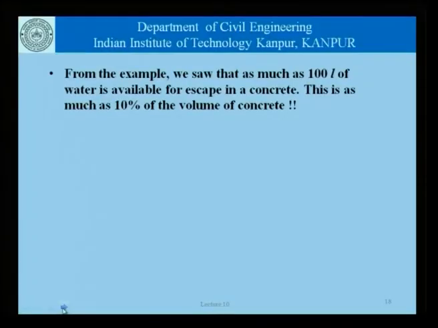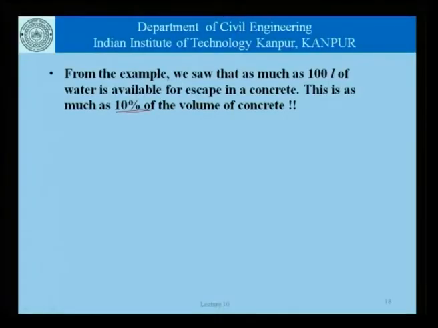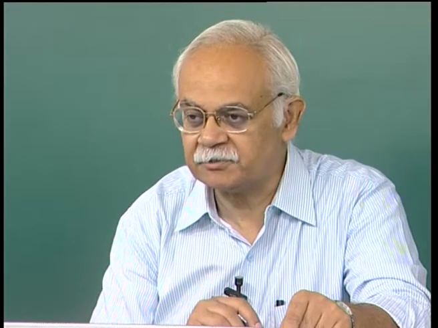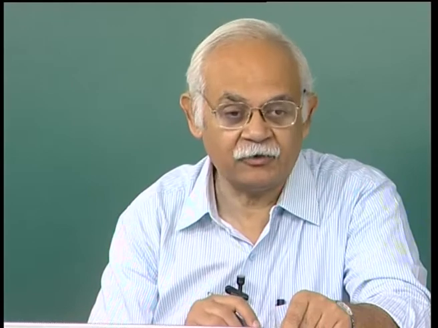Now, what this example tells us is that as much as 100 liters of water is available for escape in a concrete containing 180 kgs of water and 400 kgs of cement per cubic meter, and that is as much as 10% of the volume of concrete. We proportion the concrete for 1000 liters, that is 1 cubic meter, and if in this 1 cubic meter or 1000 liters there is 100 liters of water which is available to escape, that is a huge amount of water which is available to escape. Well, whether all of it escapes, whether all of it can escape and so on is a different story.